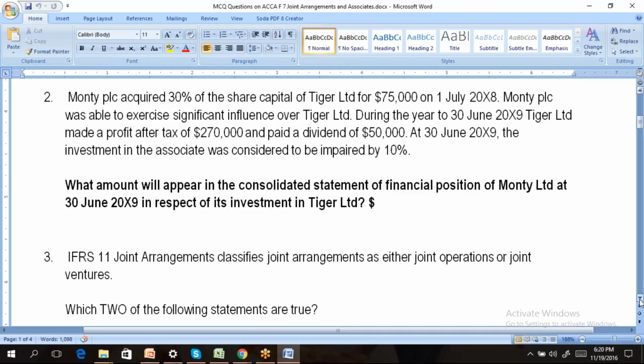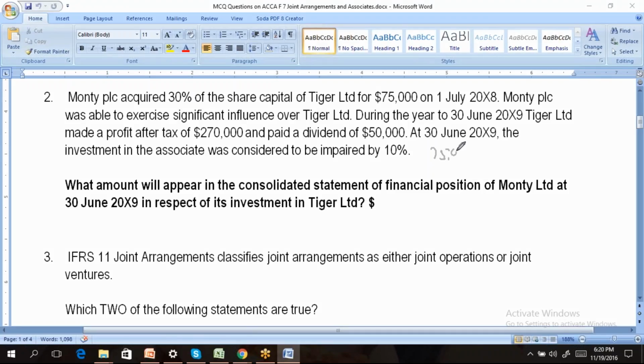Monty acquired 30%. So what is the question? What amount will appear in the consolidated statement in respect of this? So it is equity accounting. What is the treatment? Original cost of the investment. What is the original cost of the investment? Monty acquired it for 75,000. So 75,000 is the first figure, right? What is the next one?